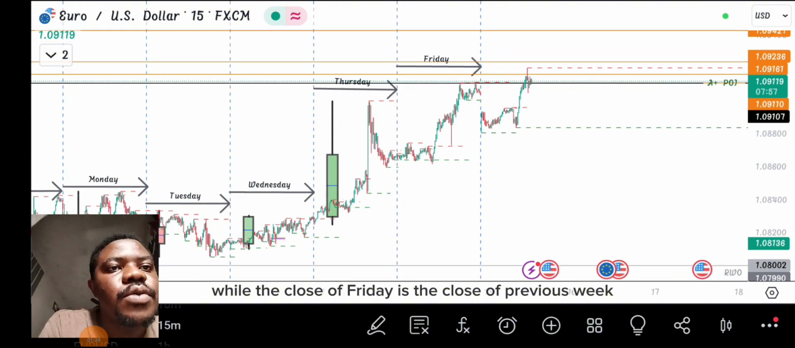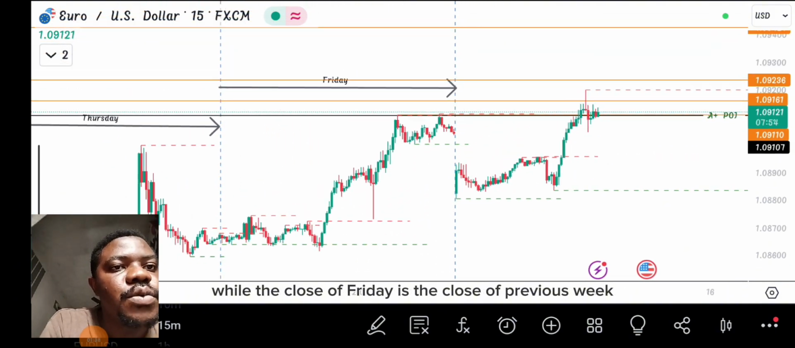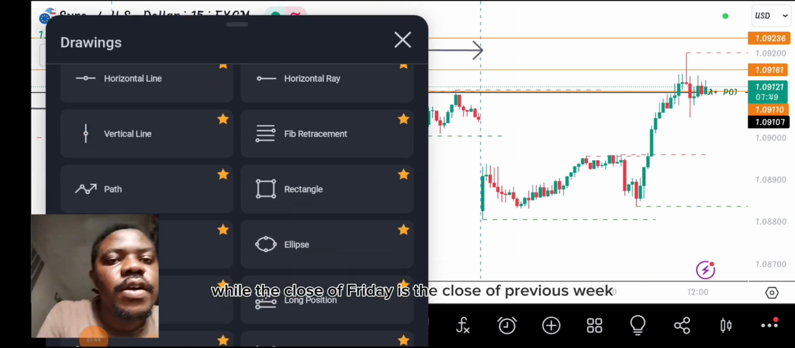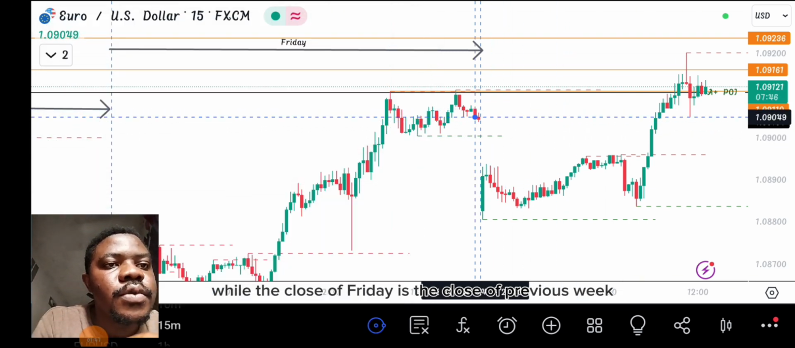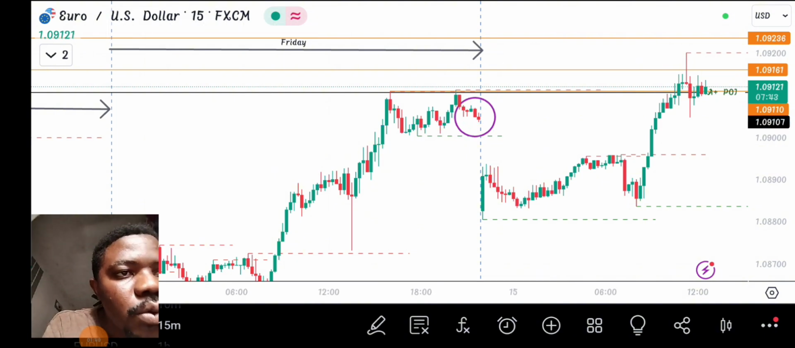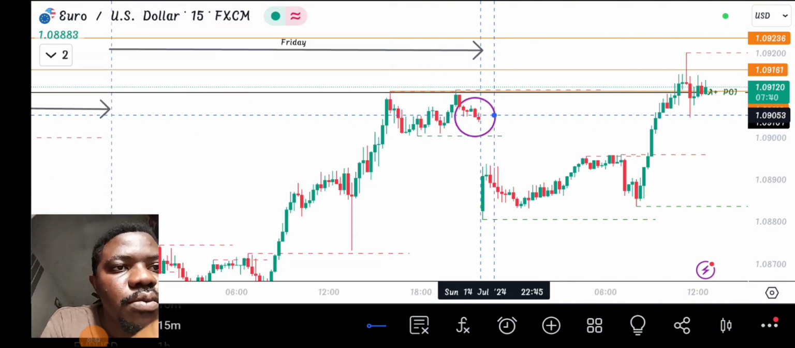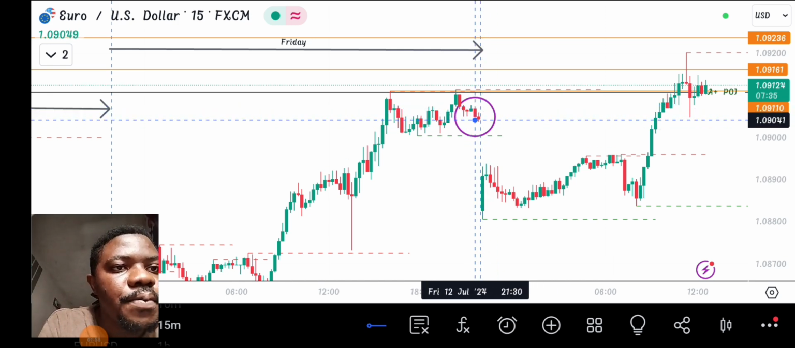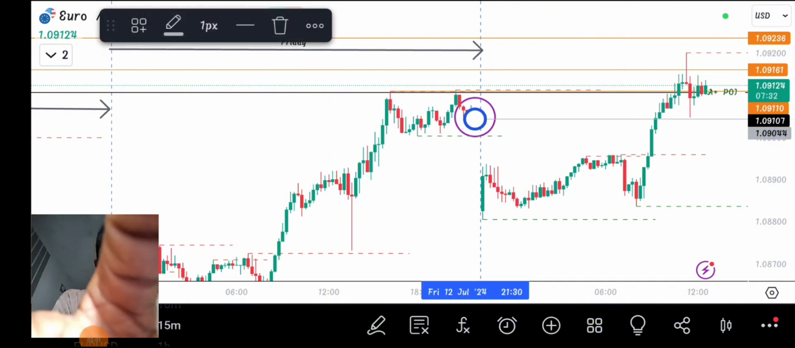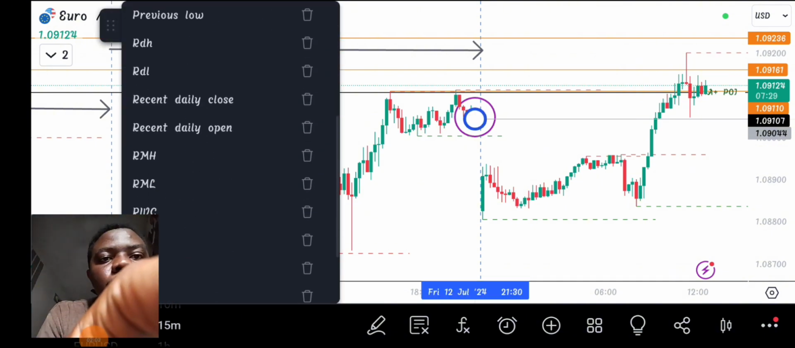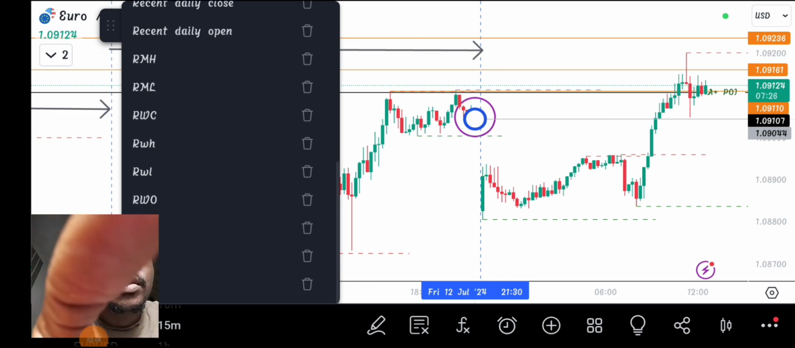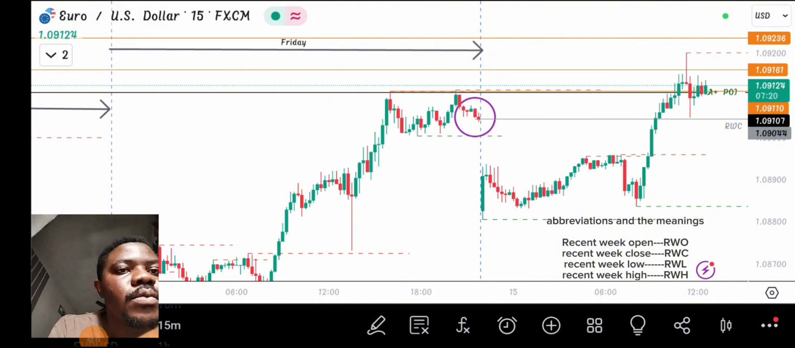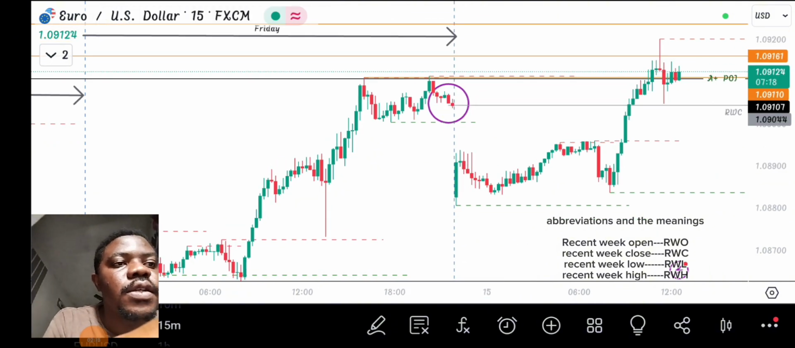last day of the week, which is Friday, and the close of Friday, which is here. This is the close of Friday, so this is where Friday closed at. That's the last candlestick which closed before our session break line. So that's it there. I want to name it recent weekly close, RWC. Okay, that's it. It's a little faint.